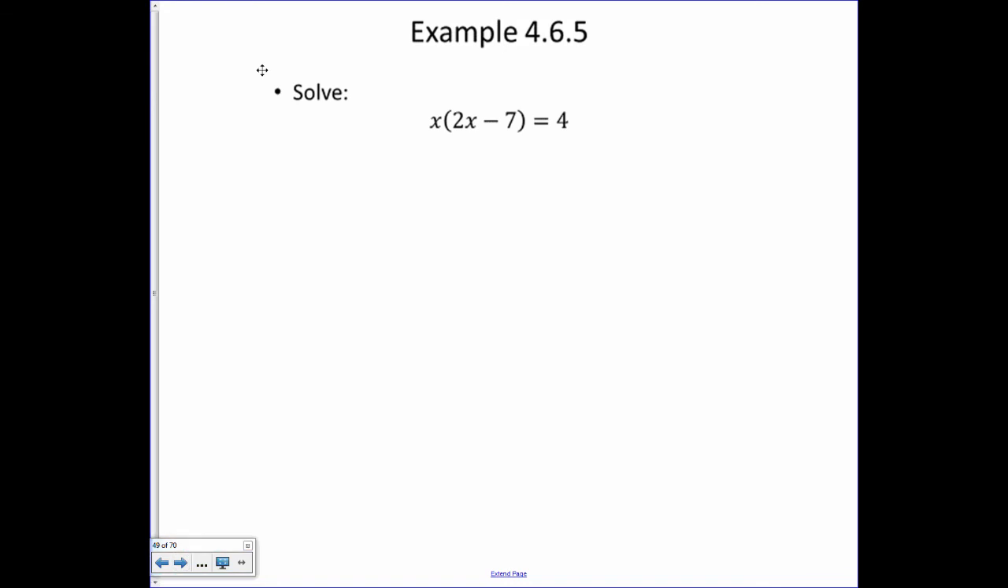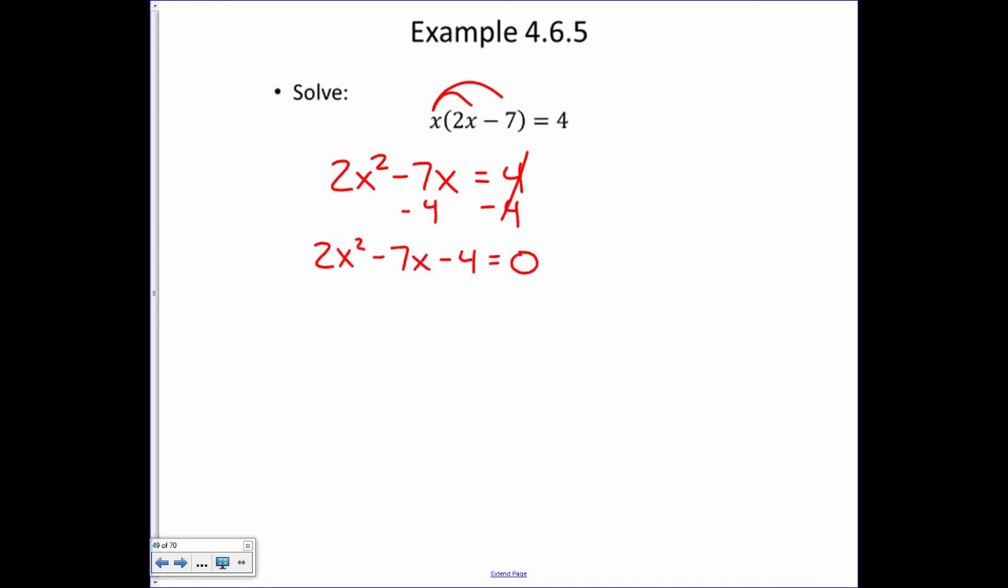So for this problem, remember that we need to have everything equal to 0. So we first have to expand and move some stuff around, and then we'll be able to solve it. So first, distribute the x. You're going to get 2x squared minus 7x is equal to 4. And then we're going to subtract 4 from both sides. And you get 2x squared minus 7x minus 4 equals 0.